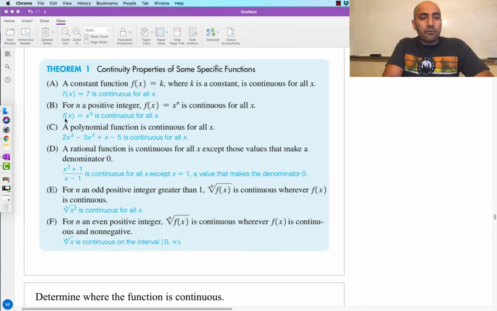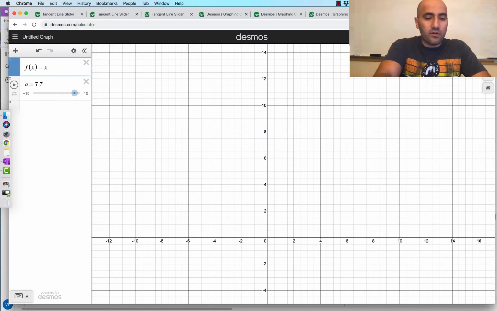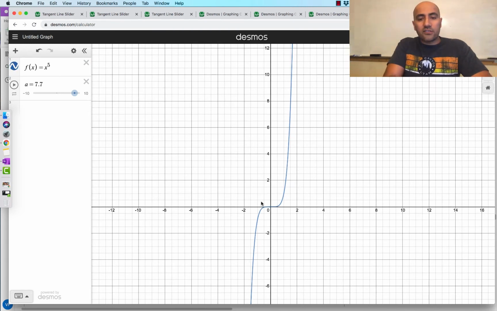So here's a little example, f of x equals x to the 5th power. Because it fits this form, this is where n equals 5, then this is a continuous function. Okay, let's graph that, x to the 5th power. So this is what x to the power of 5 looks like, and as you can see, it is continuous. There are no holes, it doesn't break off, it's continuous for all real numbers.